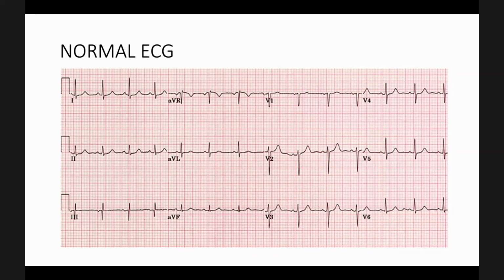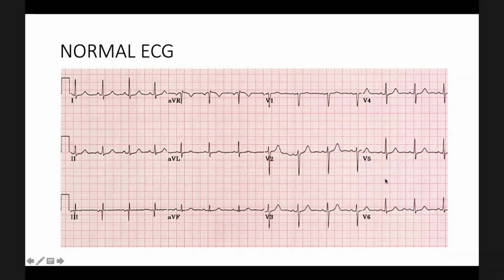In that situation, you will see the positive thing in the AVR. In that situation, you will not see what I told you: from V1 to V6, the R wave height gradually increases. Now you can see the R is very small here, then it is somewhat taller here, a little taller than V2, then more tall in V4, V5, and V6. So in dextrocardia you will not see that. There will actually be poor R wave progression from V1 to V6.